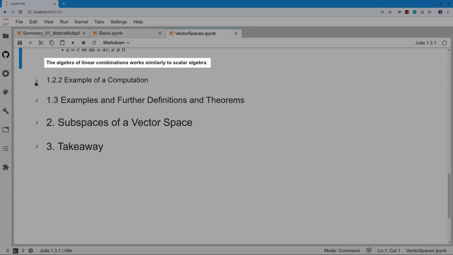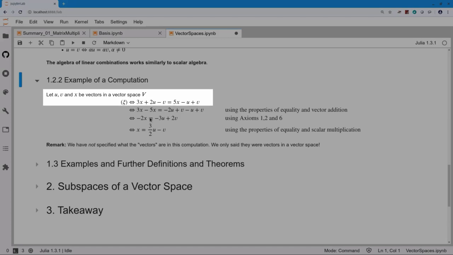So let me give you an example. I'll start with some vector space V, and I'll pick three vectors in it, u, v, and x, and I'll have this expression here, this equality between vectors, that 3x plus 2u minus v happens to be equal to 5x minus u plus v, and I'd like to solve for x.